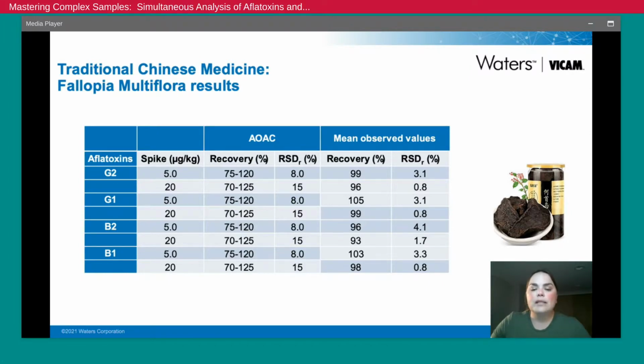The RSDs were all in range and the recoveries were all in range, ranging from 93 to 105%, with the highest RSD being 4.1, which is well within the limits for the AOAC recommendations. It also showed that this will work for traditional Chinese medicine as well as spices and oats and corn.